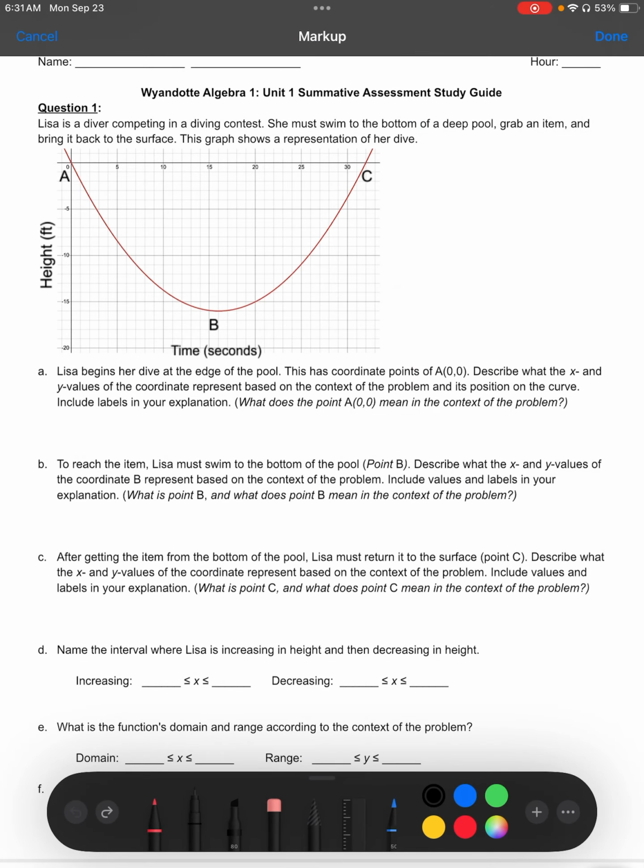Okay, so in this problem we have Lisa, who is a diver competing in a diving contest. She must swim to the bottom of the deep pool, grab an item, and bring it back to the surface. So this graph is showing Lisa's dive.